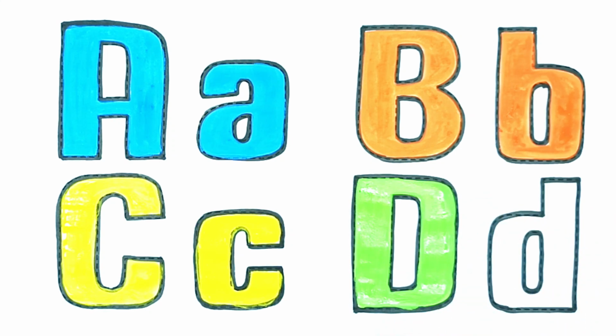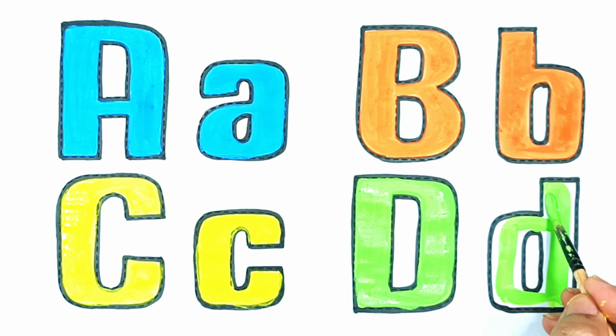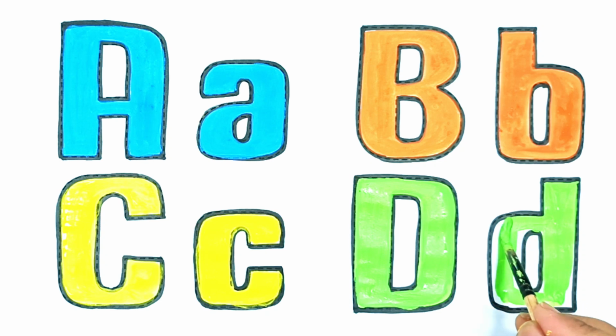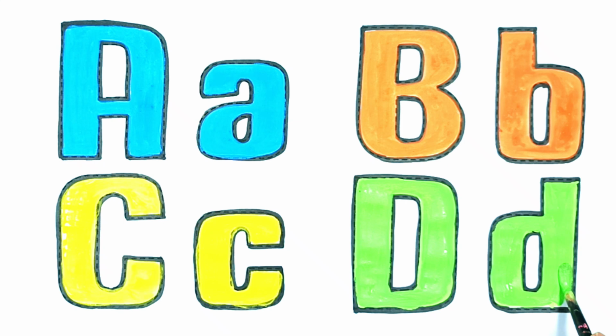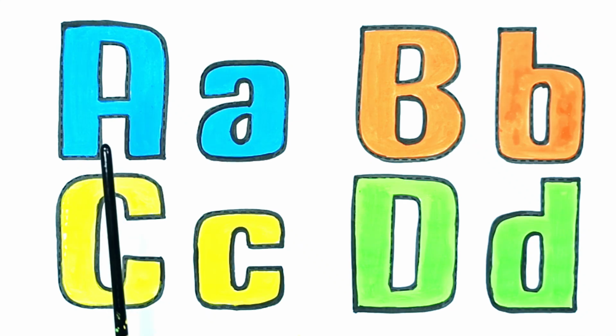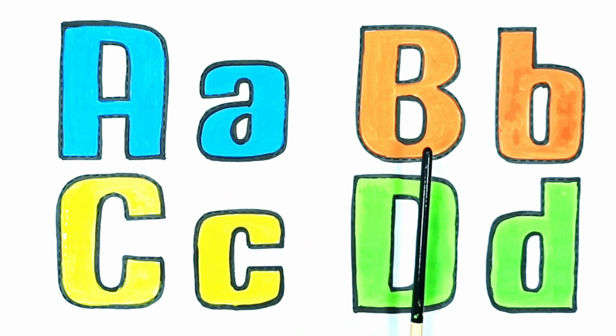D is for duck. D is for door. Uppercase A, lowercase a, uppercase B, lowercase b, uppercase C, lowercase c, uppercase D, lowercase d.